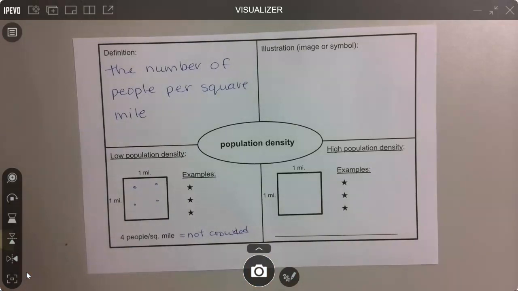And then I want you to think of some examples of places you know of that would have low population density. So go ahead, pause the video, and see if you can come up with 3 examples of places with low population density. Or if you can't think of specific places, like types of places that would have low population density. So pause, write those out, and then we'll restart the video and we'll move on.